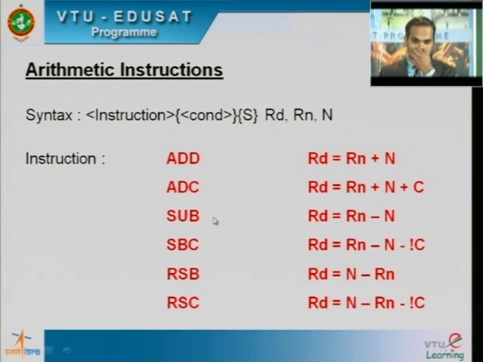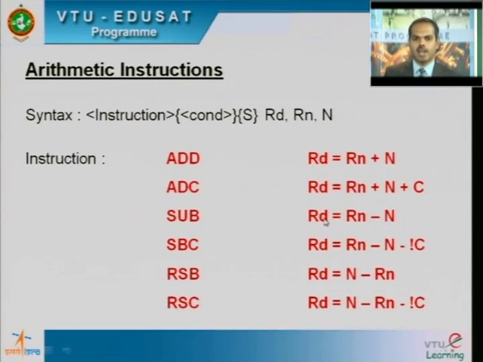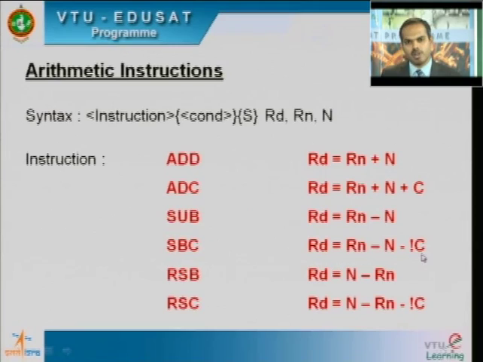SUB is a subtract instruction: Rd equals Rn minus N. The content of register Rn is subtracted with N and stored in Rd. SBC is subtract with carry: Rd equals Rn minus N minus the 1's complement of C.